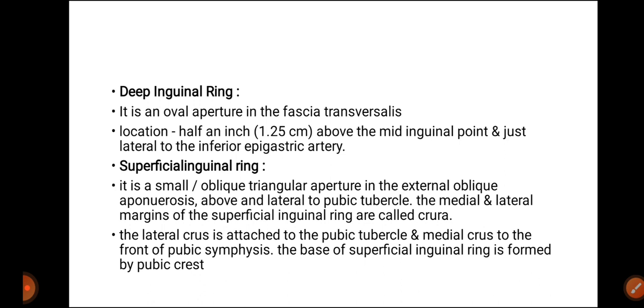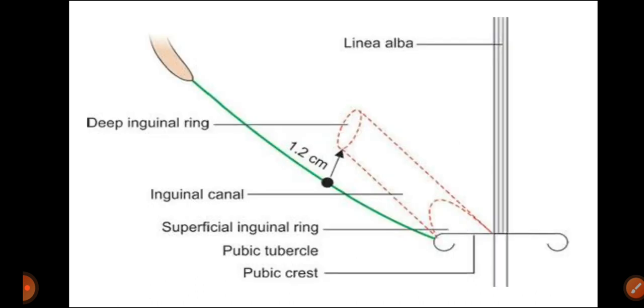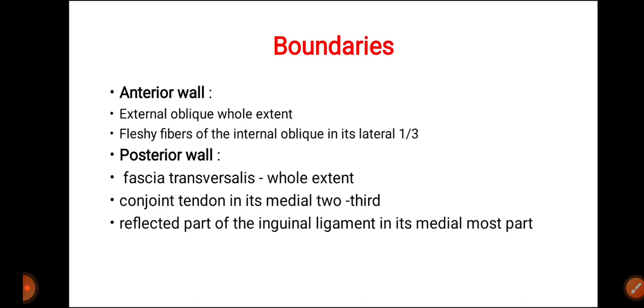And 1.25 centimeters above the mid inguinal point we can observe the deep inguinal ring. The superficial inguinal ring is lateral to the pubic tubercle, and the lateral and medial margins of the superficial inguinal ring are called crura. Next one is the boundaries.